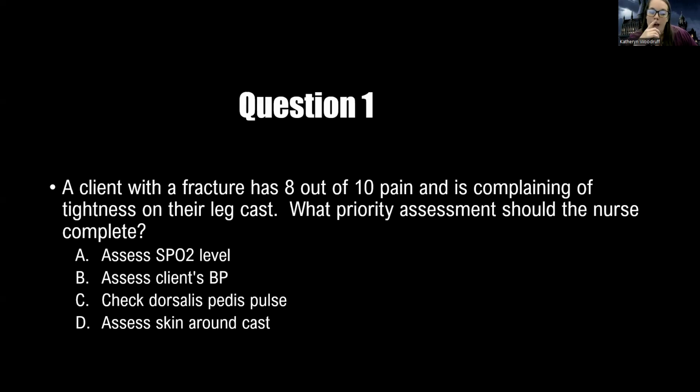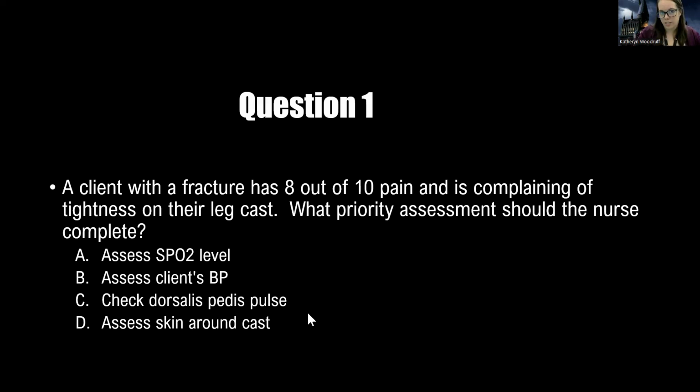Assessing the skin around the cast might tell me if they have infection or something else going on, but there's nothing in this question about infection, skin breakdown, anything like that. All they're complaining of is pain and tightness in the cast. So I'm worried about their circulation. So then I have to ask myself, which of these best tells me about circulation? And if I had to choose one, the only one that really has to do with their circulation in their leg is going to be C.